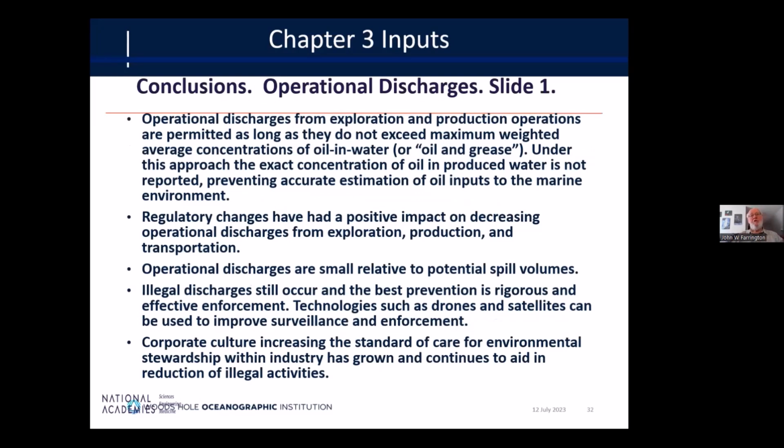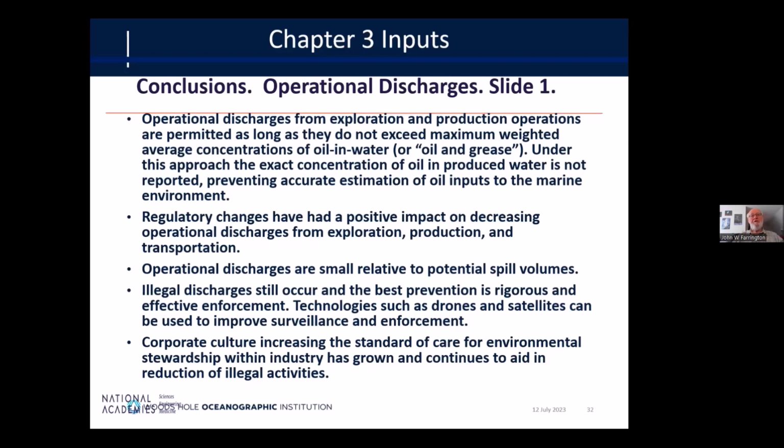For operational discharges, this is the first slide. Exploration and production operations are permitted as long as they do not exceed maximum weighted average concentrations. Therefore, we don't know the exact concentrations. We just know that they're not above a certain level. And it's not reported, and it prevents an accurate estimation.